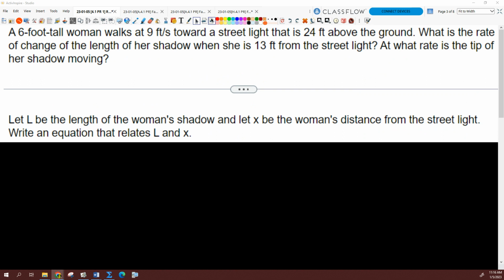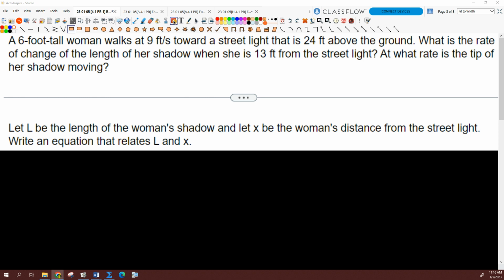This is another one. Maybe it's worth just taking a quick look at this. This is on the second assignment. A 6-foot tall woman walks at 9 feet per second toward a street light that is 24 feet above the ground. What is the rate of change of the length of her shadow when she is 13 feet from the street light? Okay. What's the first thing we would definitely do here? Draw a picture. Yeah, for sure. We're going to draw a picture on this one. Okay, let's do that.